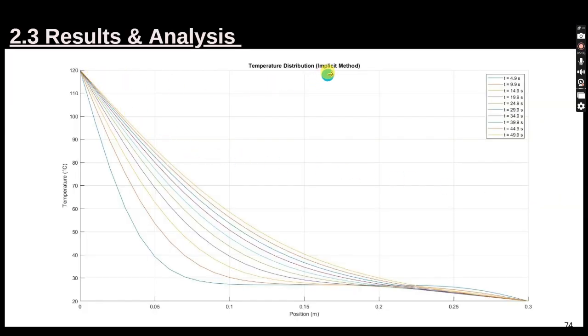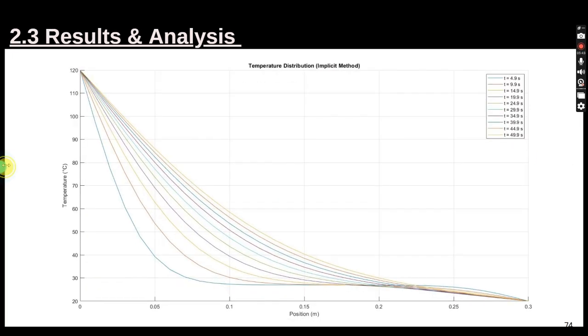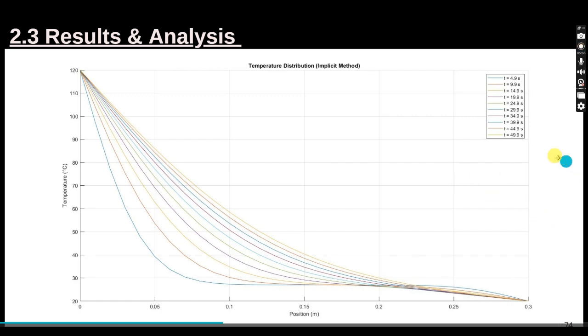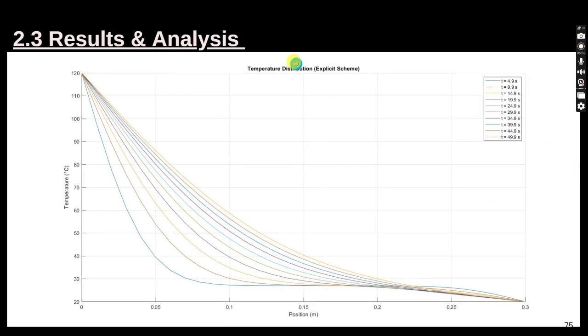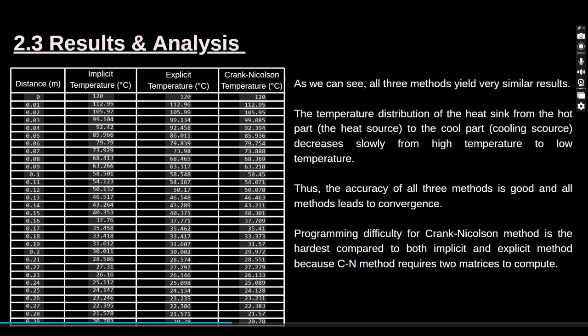So this is the result obtained for the explicit method and also the Crank-Nicolson method. In the graph, the gradient of the curve slowly decreases as it reaches thermal equilibrium for the heat sink as the time step increases, similarly for the explicit scheme and also Crank-Nicolson. This is the value obtained from the calculation in MATLAB. As we can see here, the difference throughout the three methods is negligible, very close together.